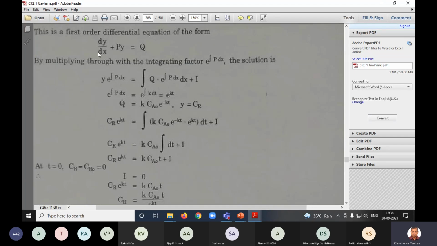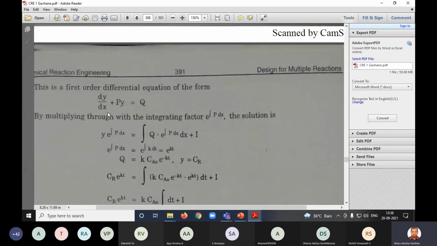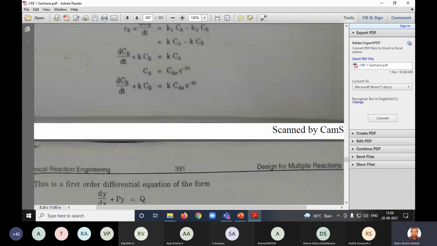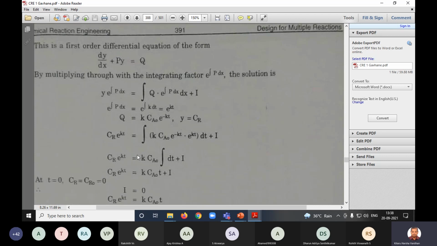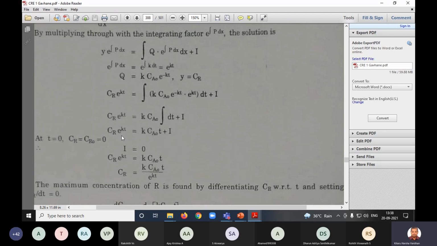This is the derivation. This is in the form of dy by dx plus py is q. The solution for this is y times e power integral p dx is integral of q times e power integral p dx dx plus I. Substitute accordingly. Y is CR, x is t, p is k, and q is this particular thing, right? If you substitute all, you get CR e power kt is k1 CA0 t plus I, where I is an integration constant.